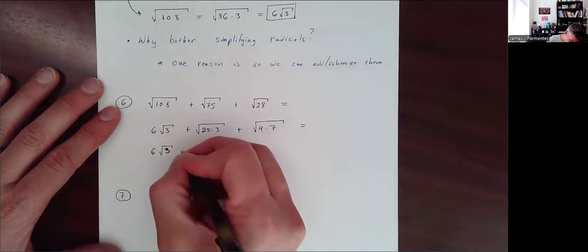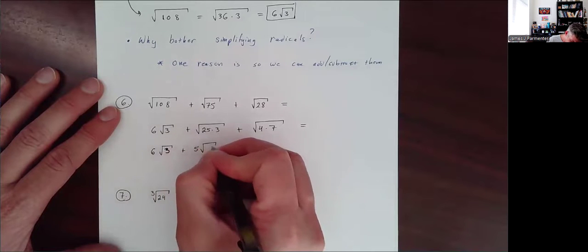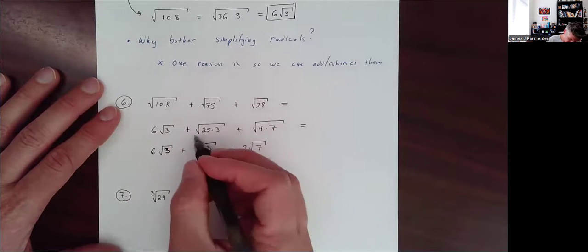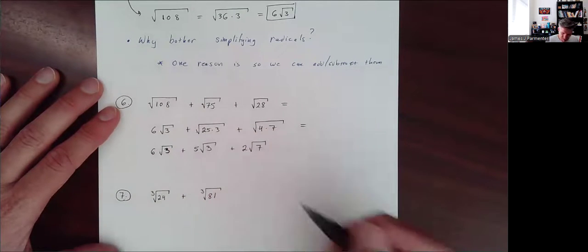I'm sorry about that. Plus 5 root 3 plus 2 root 7. Because again, the square root of 25 is 5. The square root of 4 is 2.